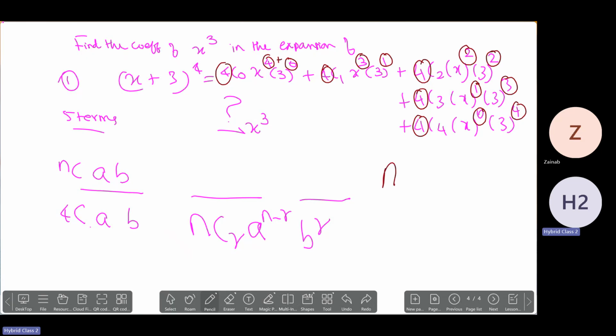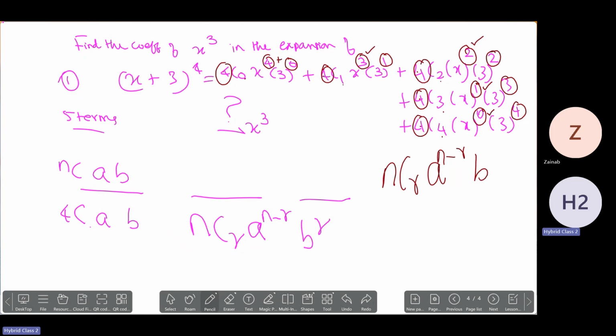So for nCr, what should the power of A be? See, 4 minus 0 will come here. 4 minus 1 only will come here. 4 minus 2, that only is the power of A. 4 minus 3, that is the power of A. 4 minus 4, that is the power of A. So how do I write here? A to the power, what do I write? Very good. n minus r.